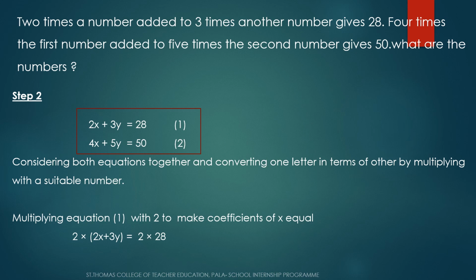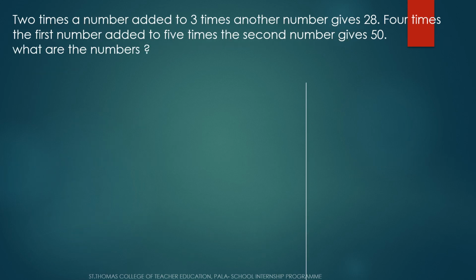Now tell me, 2 into 2x, what is that? 4x. Then plus, what is 2 into 3y? It's 6y. And what does it give? Tell me. It's 56, isn't it? And what property did we use here? Distributive property. And we get 4x plus 6y equal to 56. Okay. And we call this equation number 3. What will be the next step then?